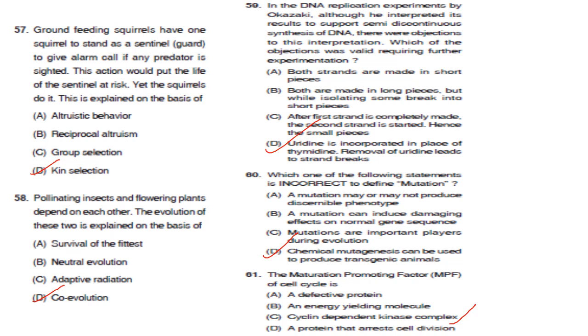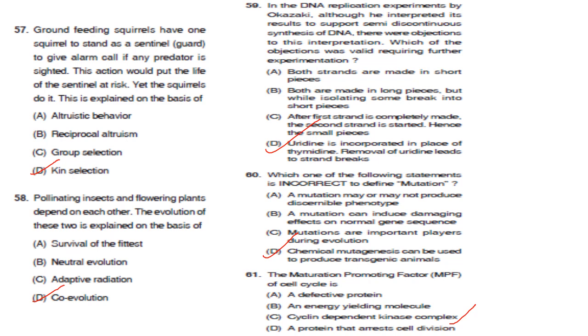Then next one. In the DNA replication experiments by Okazaki, although he interpreted its result to support semi-discontinuous synthesis of DNA, there were objections to this interpretation. Which of the objections was valid, requiring further experimentation? So, DNA replication experiments conducted by Okazaki, and he interpreted that the replication is semi-discontinuous, but there was objection to this interpretation. Now, which of the objection was valid, requiring further experimentation to be done?